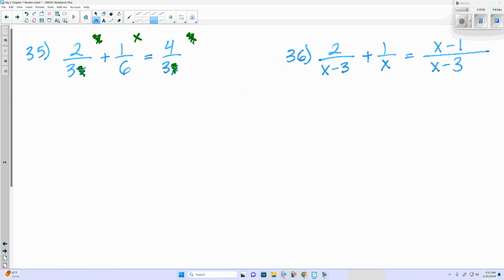So we can do 3 and 6. But what's the first number that 3 and 6 will both be? What's our least common multiple for 3 and 6? 6, yes? We can use 3 and 6, or we can just use 6. Now, if it's just a number, it's not going to hurt us too much. It just means that we'd have to divide it out at the end. That works fine. Numbers are not bad. It's variables that we have to be careful with.